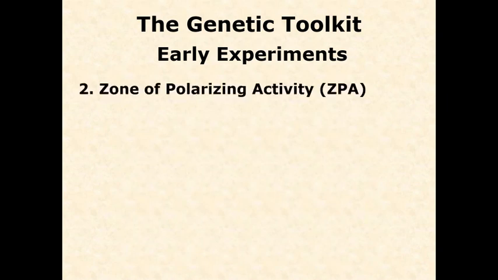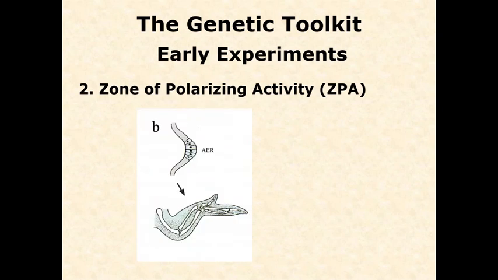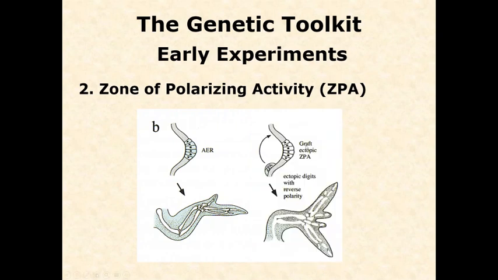Okay, so the next one that you need to know that was discovered a little bit later, they called the zone of polarizing activity. Okay, so here's our AER, right? That is critical for correct proximal to distal development. But then they found another set of cells that was found in the posterior region. So here it is. It's kind of internal there, the group of cells there that they've diagrammed. And they found that when they did an ectopic transplantation of this, so they take it off of one chick and put it on another chick that's not damaged, that they ended up with mirror image ectopic digits.